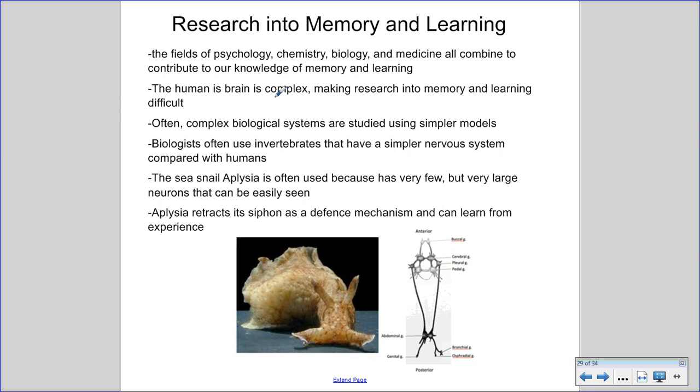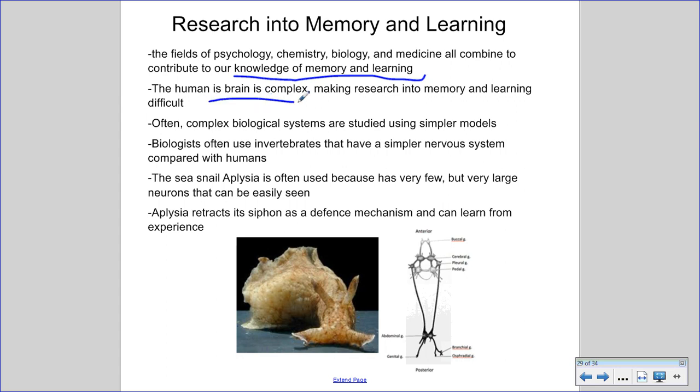And so the last slide will deal with research into learning and memory and how all this is figured out. Remember, those neurons are the same neurons that we find in our brain and our nervous system. And those are the same neurons that are going to be involved in how we learn and how we remember things. So the fields of psychology, chemistry, biology, and medicine, all very different fields, have combined and do collaborate to contribute to our knowledge of memory and learning.